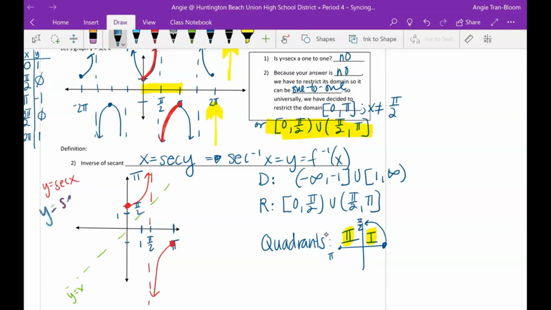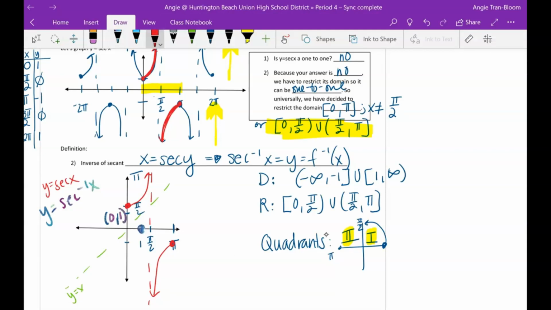Y equals secant inverse of x. So what I'm going to do is switch the points. Let me label the points for you, it's easier. 0, comma, 1 is that one. So now 1, comma 0 is my mark.